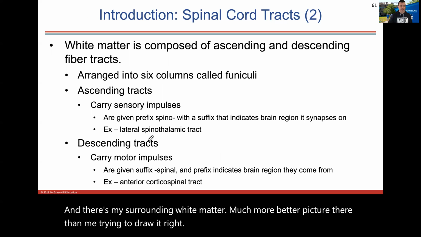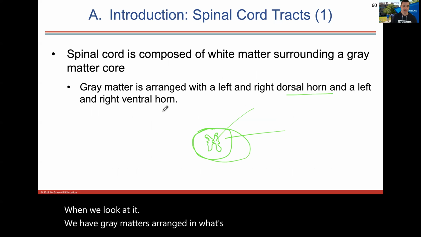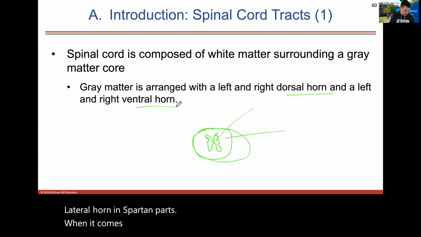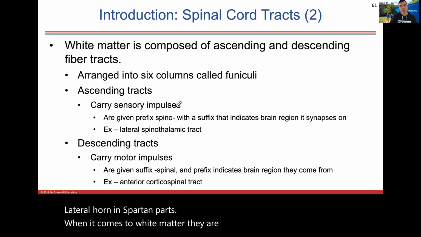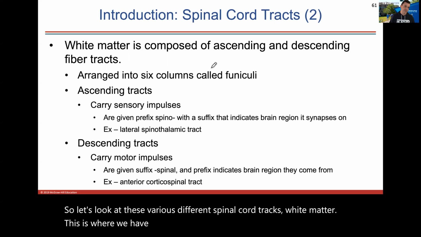When we look at it, gray matter is arranged in what's called horns. Okay. We have a dorsal horn, a ventral horn, lateral horn in parts. When it comes to white matter, they're arranged in columns. So let's look at these various different spinal cord tracts. White matter. This is where we have our ascending and descending fiber tracts.